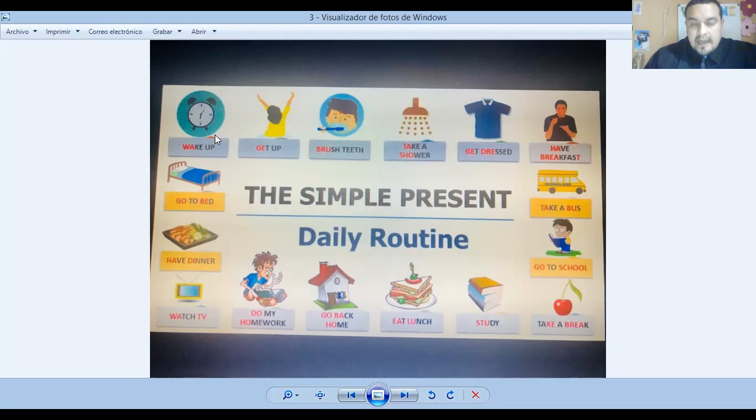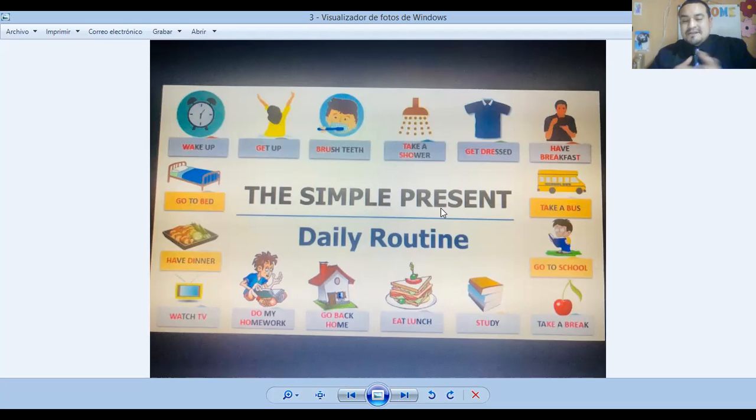Diego, wake up, get up, brush teeth, okay? Continue, Azucena, take a shower, get dressed. Continue, Rosalia, have breakfast, take a bus. Continue, Guadalupe, go to school, take a break. Continue, Gina Jimenez, study, eat lunch. Repeat it again, eat lunch, okay? Continue, Jonathan, go back home, do my homework, watch TV, and finally, have dinner and go to bed.